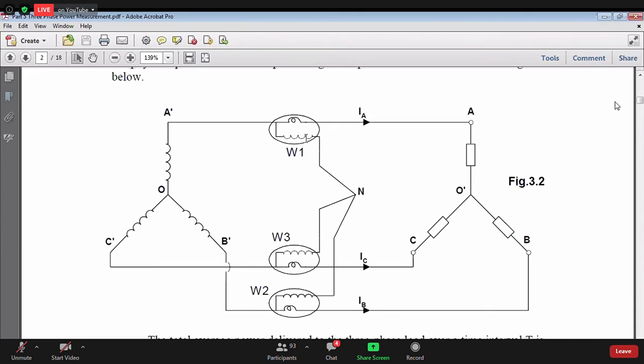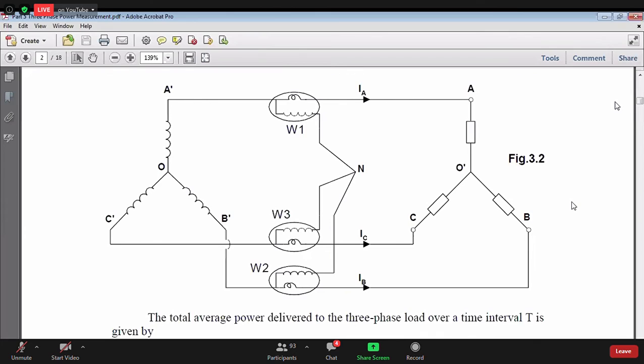W1 is VAN times IA and the cosine of the angle between VAN and IA. Similarly, W2 is VBN, then IB, and the cosine of the angle between VBN and IB. Similarly, W3. Now the total power is W1 plus W2 plus W3. So that's how it works.